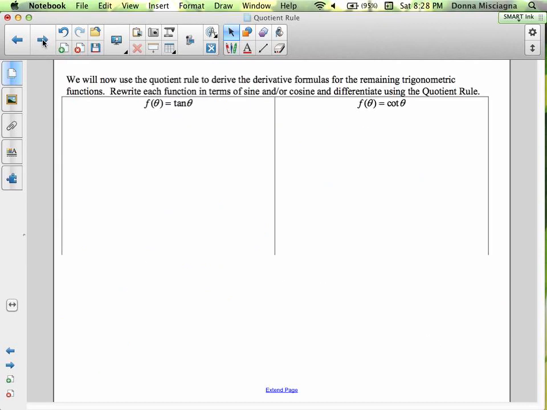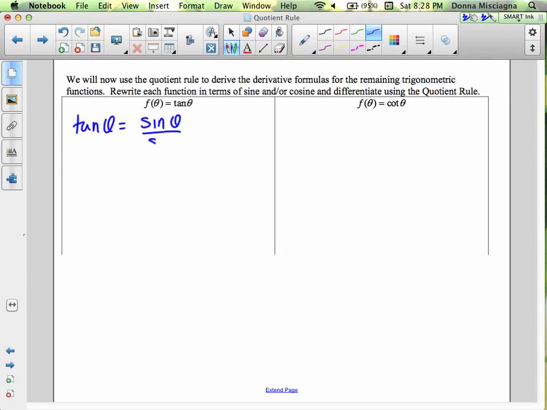We're going to use the quotient rule to derive the formulas for the remaining trigonometric functions. We'll rewrite each function in terms of sine and cosine and differentiate using the quotient rule. All right, and that's how these formulas are derived. So if you remember tangent, if we use the quotient rule, tangent is equal to sine theta over cosine theta. I started to write a C and it came out all funky looking. All right, so we're going to take the derivative of sine theta over cosine theta.